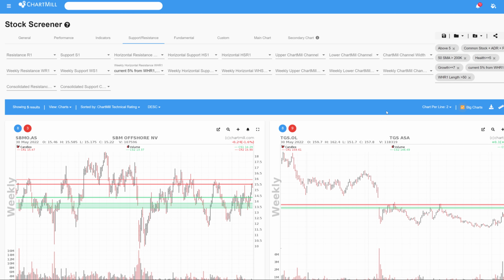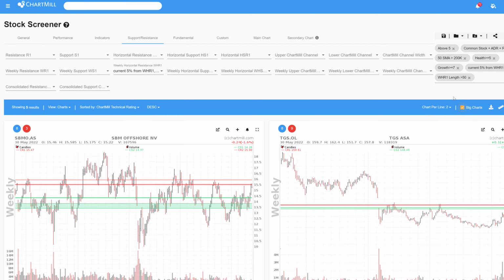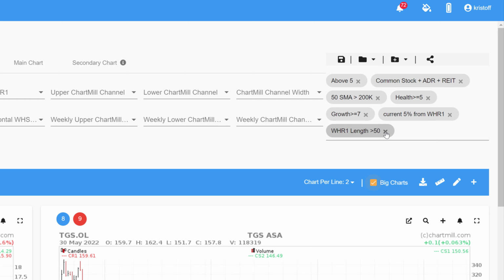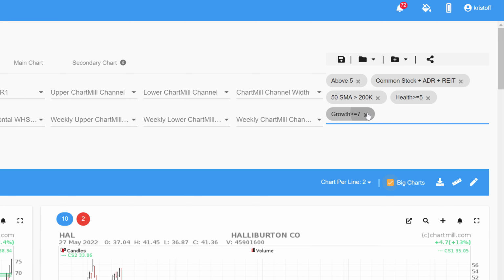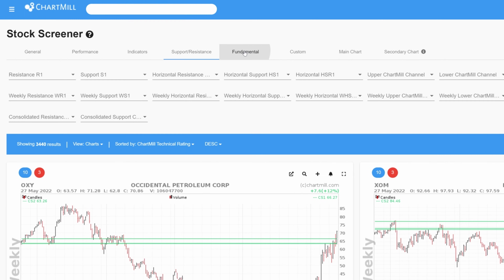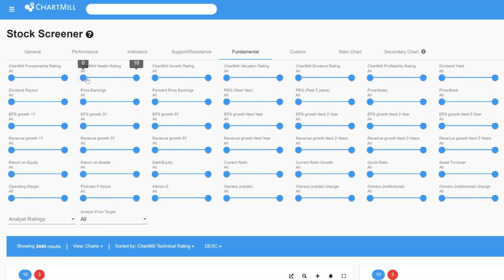Let's proceed in the same way, but we'll now focus on value stocks rather than growth. A more detailed way to search for value stocks is available in the video whose link now appears at the top right corner of your screen. First, remove all non-basic filters or open a new tab and start over with the Fundamental tab. The ChartMill Health rating is again set to 5. Next, we use the ChartMill Valuation rating option and set it to 7.